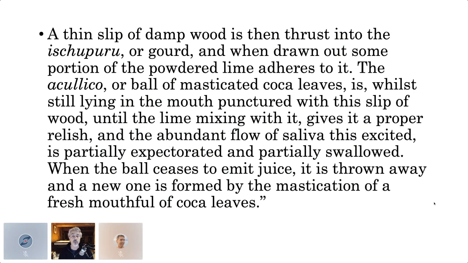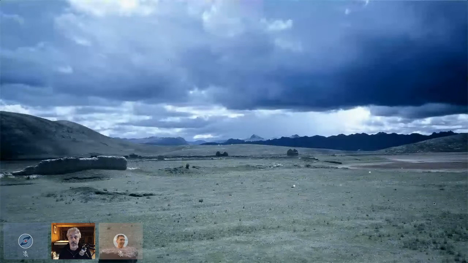The akuliko, or the ball of masticated coca, while still lying in the mouth, is punctured with this slip of wood. The lime mixes with the coca. The abundant saliva starts to flow. The person spits out some of that, swallows some of that, and once the coca is really spent, once there's no more juice, it's thrown away and the process starts again.